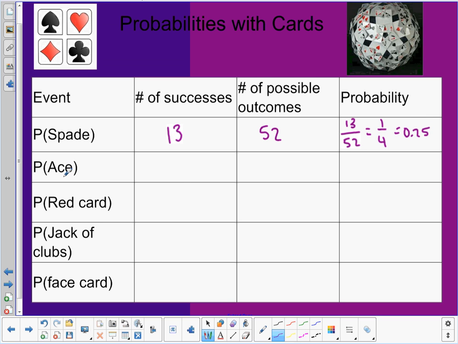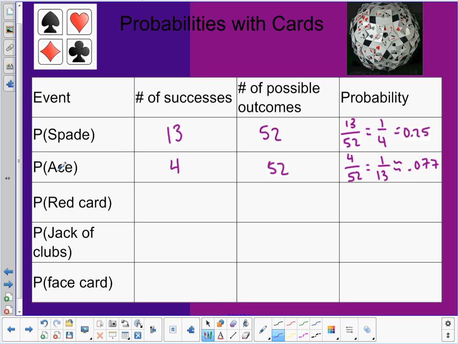If I want to get an ace, there are 4 cards of each type. So there's 4 aces per deck. There's an ace of spades, ace of hearts, ace of clubs, ace of diamonds. Still 52 total cards. That's 4 out of 52. That's the same thing as 1 out of 13, which is approximately 0.077. So not even a 10% chance there of getting an ace.